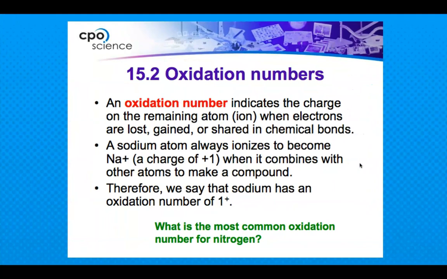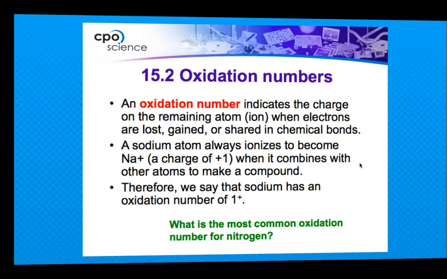All right, so let's talk about oxidation numbers. And again, this is the most confusing part for many 8th graders. Just bear with me as we go through this. You will understand it. Just kind of stick with it. So an oxidation number basically indicates the charge on an atom when electrons are gained or lost or shared in chemical bonds. So let's go back to our Lewis dot diagram really quick.